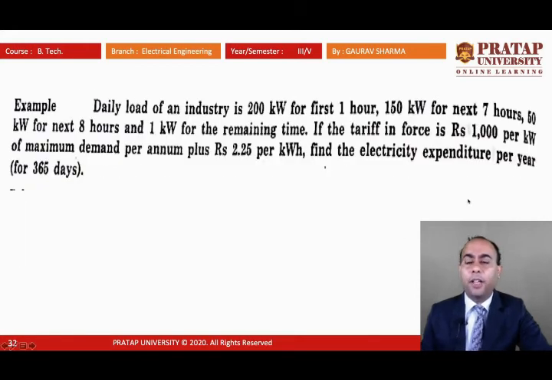For example, say the daily load of an industrial consumer is 200 kilowatt for the first hour, 150 kilowatt for the next 7 hours, 50 kilowatt for the next 8 hours, and 1 kilowatt for the remaining time. If the tariff is rupees 1000 per kilowatt of maximum demand per annum plus 2.25 per kilowatt hour, find the electricity expenditure for a year, that is, for 365 days.